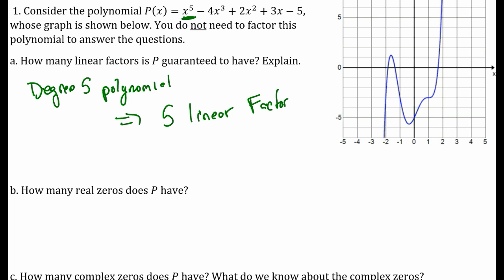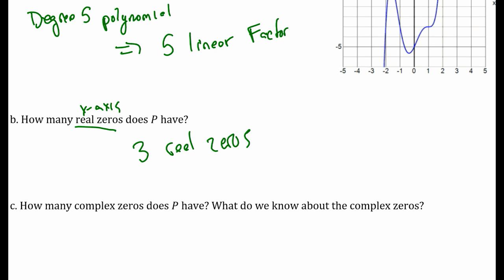Part B says, how many real zeros does p have? Well, the real zeros are where you hit the x-axis. Those are my real zeros. And it appears that there's 1, 2, 3. It appears that there's 3 real zeros. Why? Because I hit the x-axis 3 times. So, how many have to be complex? Well, if I have 5 linear factors, I have 3 zeros. It means I have to have 2 complex zeros.